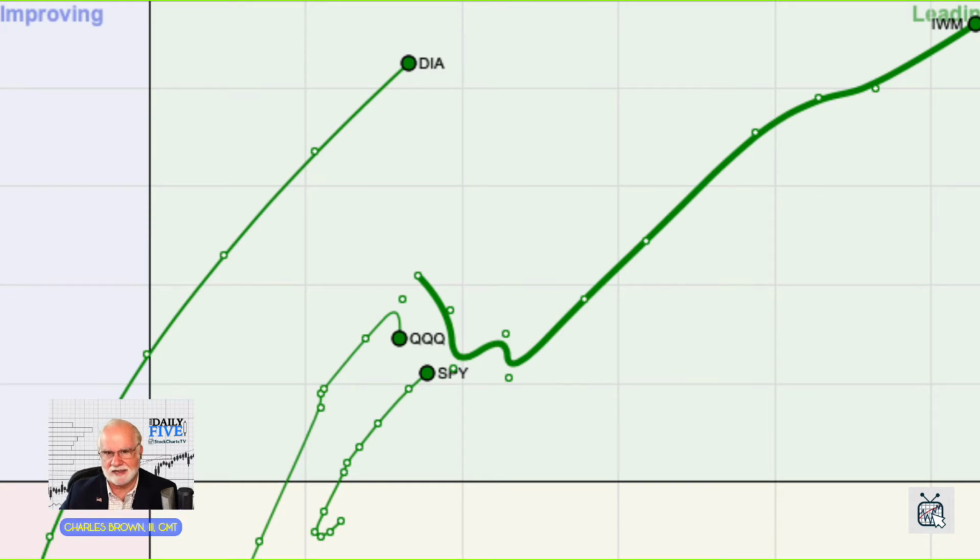Now, if you look at this on a daily chart, so this is the 3rd chart, it's a little different story. So IWM is just blasting into the leading quadrant, going off the edge of the chart, literally.